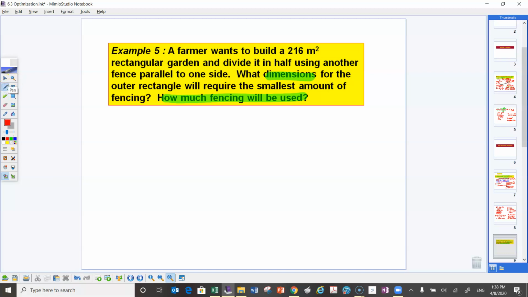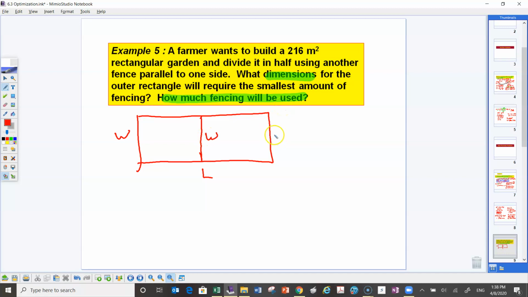But let's draw a diagram for the situation. First of all, we have a rectangular garden. It has some width and has some length, and it also wants us to cut this in half using another section of fence. So these are all representing sections of fence. So I have 3 widths and I have 2 lengths, and the length is going from one edge to the other edge.